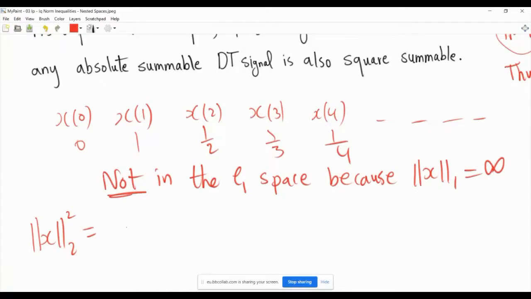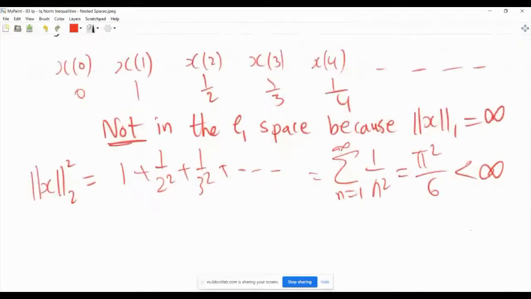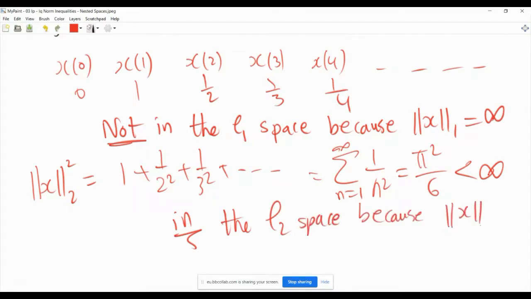The L2 norm squared of this sequence will be 1 plus 1/2 squared plus 1/3 squared, and so on. So basically this is the famous sum of 1/n squared, which is pi squared over 6, which is a finite number. So our sequence here is in the L2 space, because the L2 norm is a finite number.